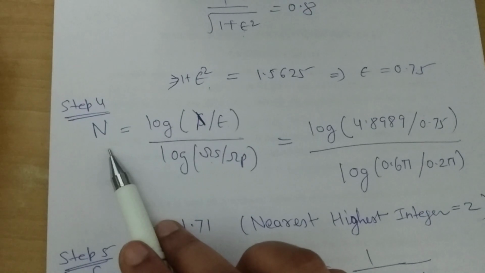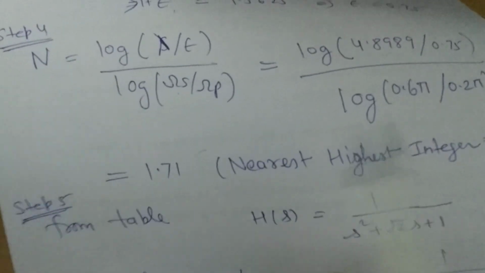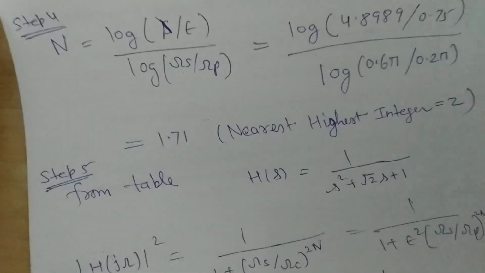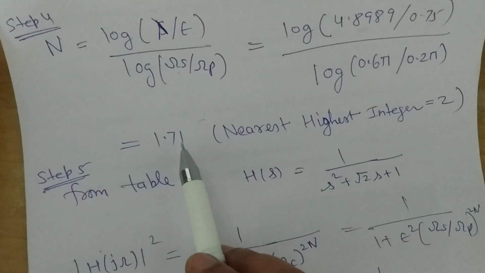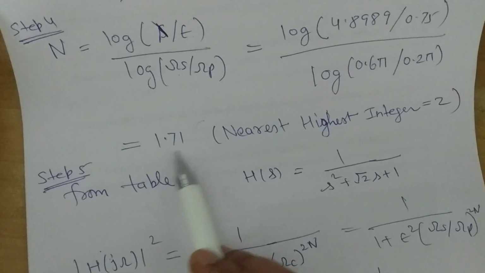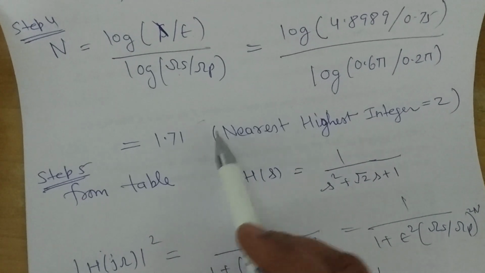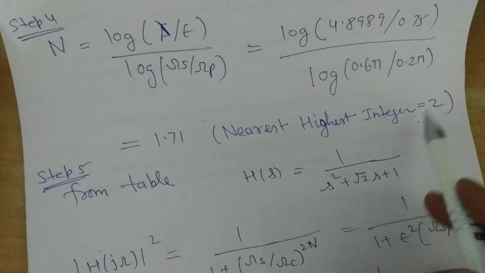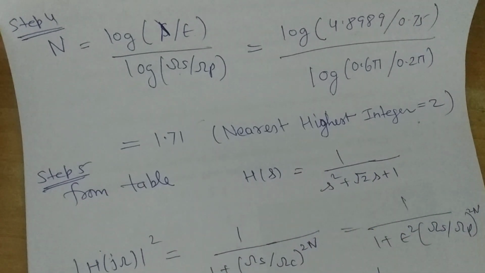You can calculate the order of the filter. The order of the filter after solving in this question is 1.71. Because this is not an integer value, we take the nearest highest integer, that will be 2. So the order of the filter will be 2 in this case.